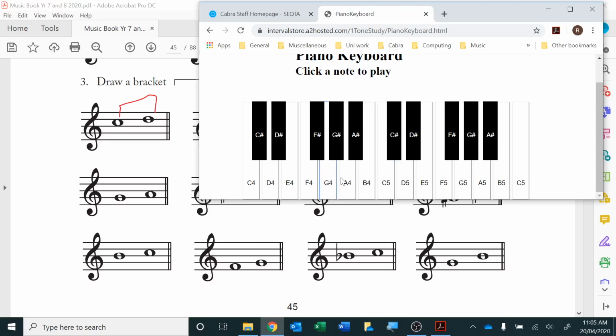So we have G there and B there. Well, it's two steps, but it's way more than two semitones. It's 1, 2, 3, 4 semitones. So that's clearly not a tone.